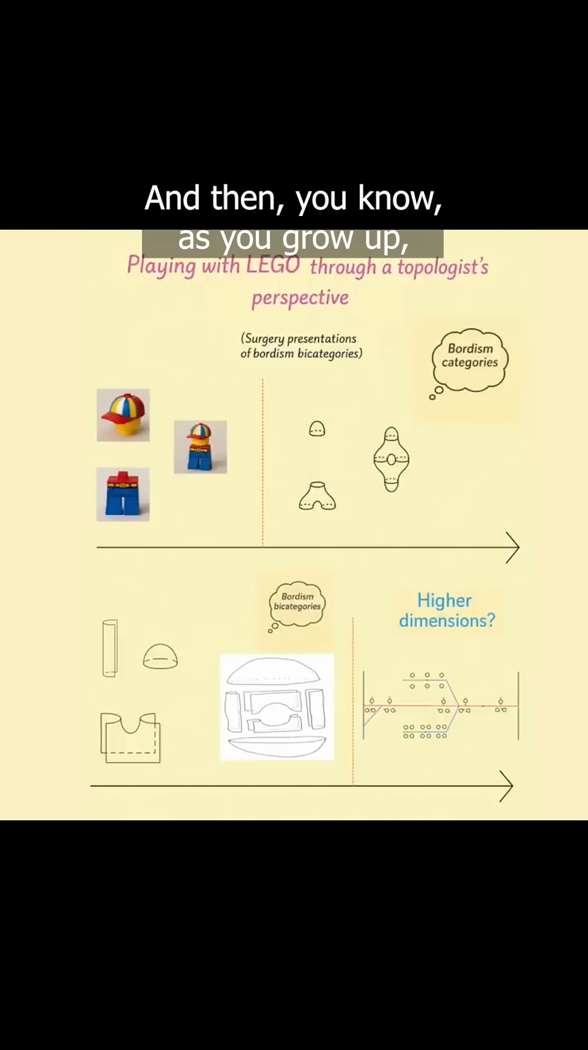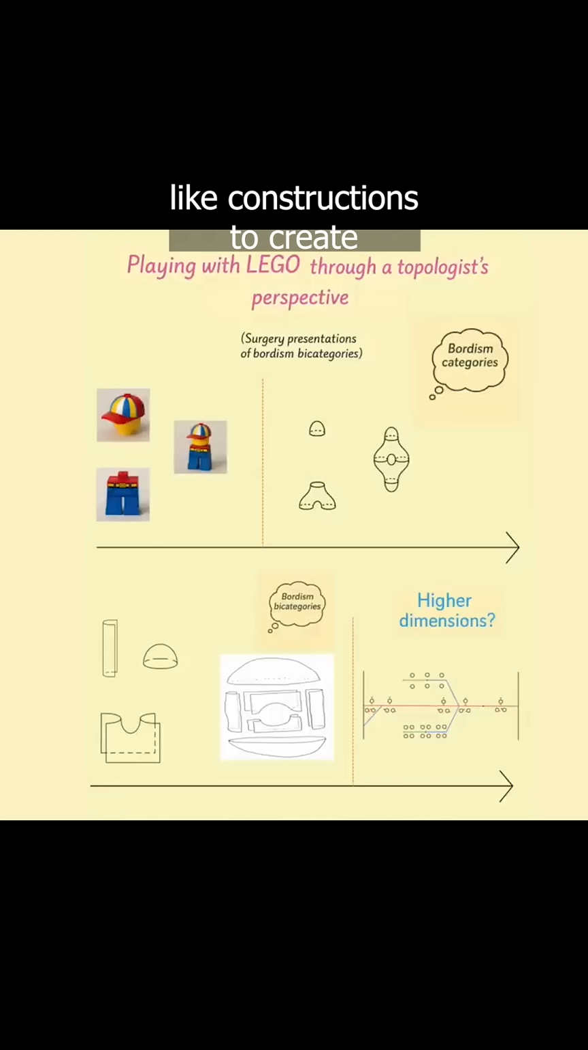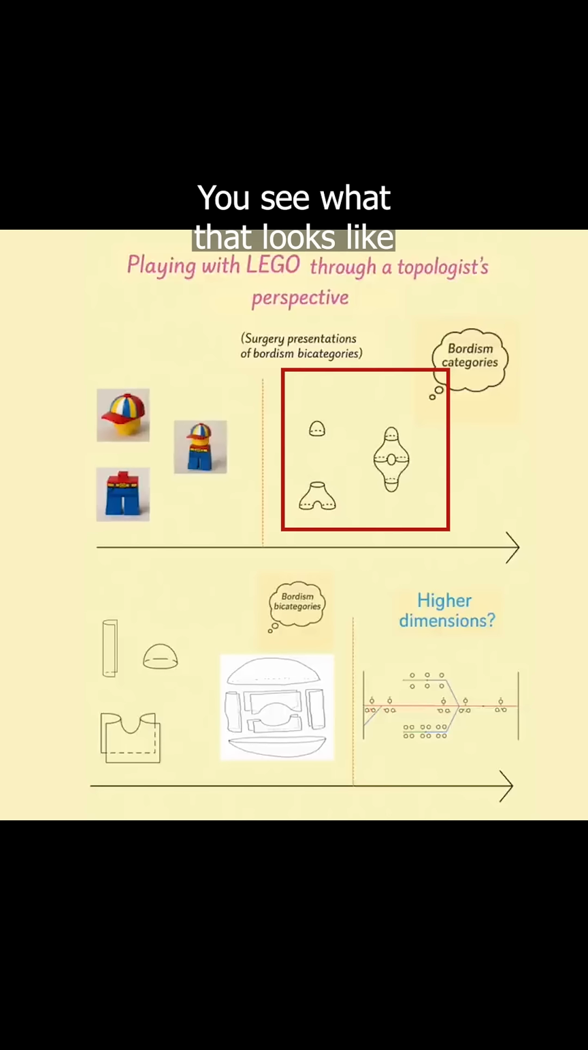And then, as you grow up, you learn about topological spaces, but your inner child cannot help but wonder, is there a way to use Lego-like constructions to create interesting topological spaces? So it turns out that that same pair of pants and the same cap you can use to create pretty much any reasonable two-dimensional space you can come up with. You see what that looks like for the torus over there.